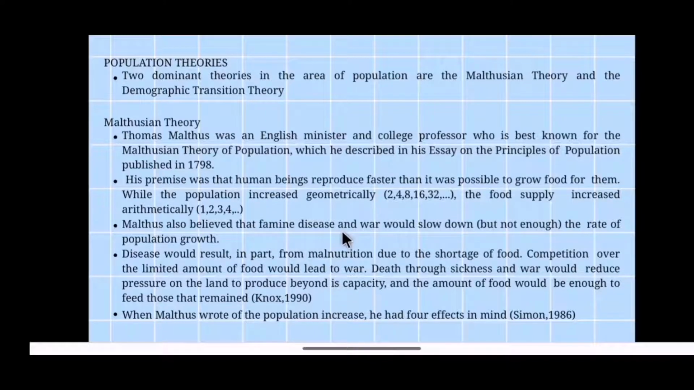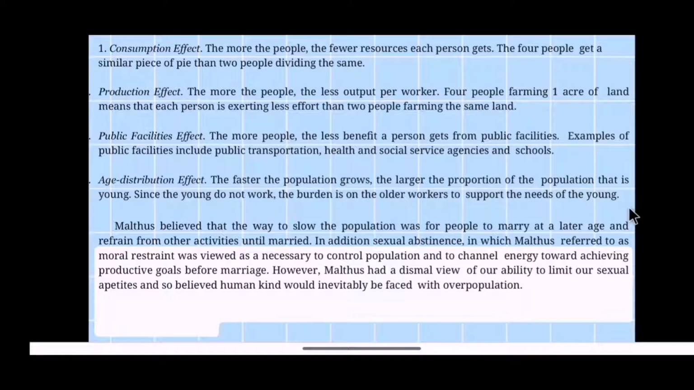And when Malthus wrote about population increase, he had four effects in mind as per Simon 1986. The first one was the consumption effect. It is the more the people, the fewer resources each person gets. Meaning sa pagdami ng tao ay sa pag-unti ng kanyang mapapakinabangang mga bagay-bagay sapagkat marami silang maghahati-hati sa isang resources.